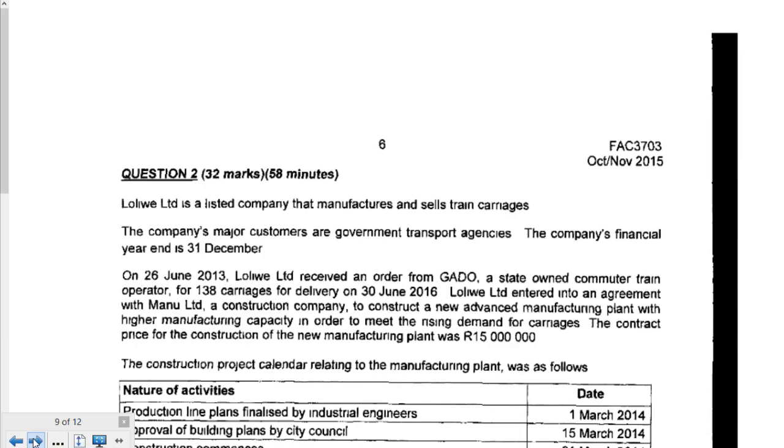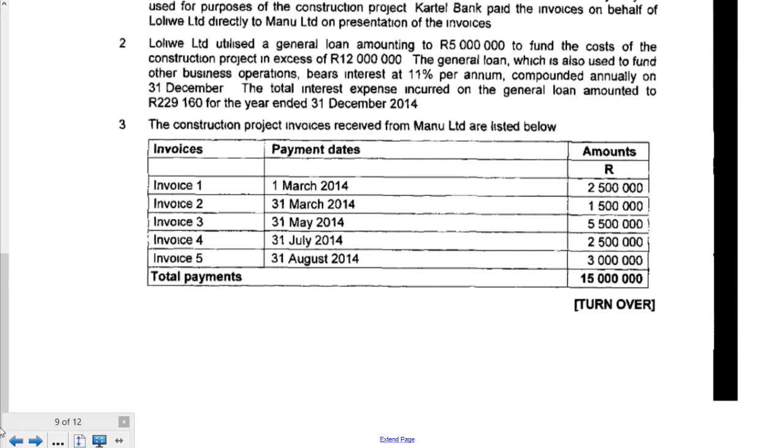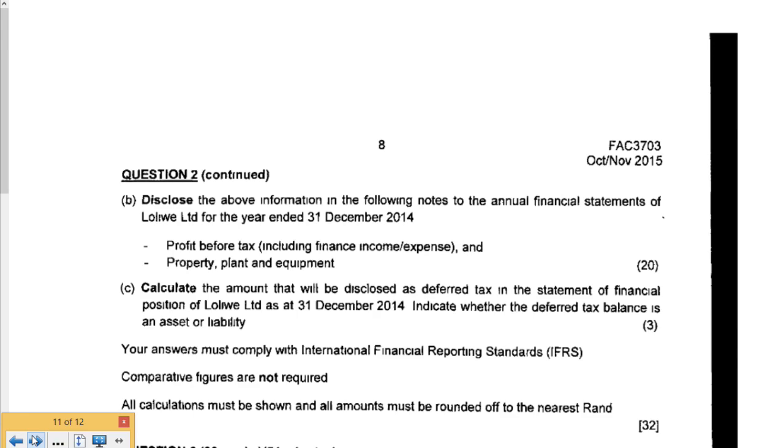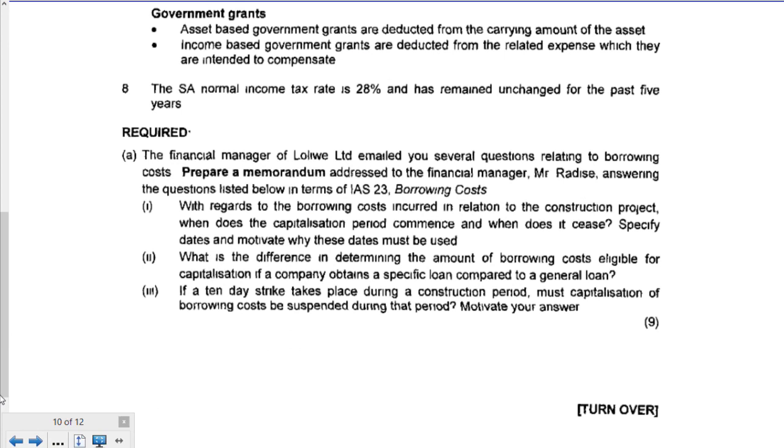All right, the next question is question 2. It's a 32-mark question. What kind of question is it? It's a government grants and borrowing costs question. So let's see what they ask for. Usually they just ask for disclosure. It says, required A. The financial manager has emailed you several questions regarding borrowing costs. Prepare memorandum. So there are 3 questions. There are 9 marks, so 3 per question. 3 points per question around the theory around borrowing costs, right?